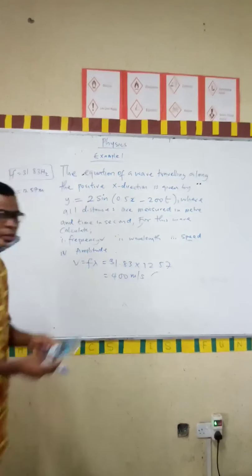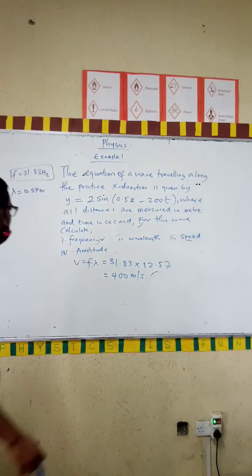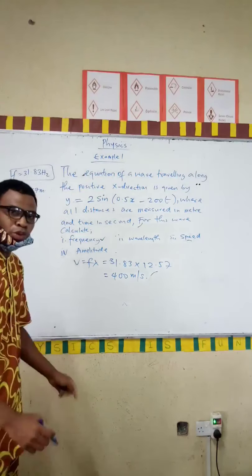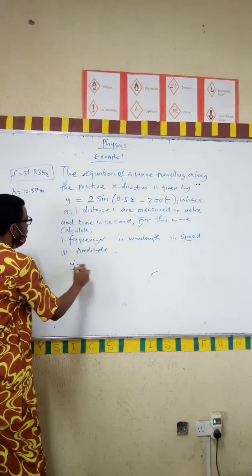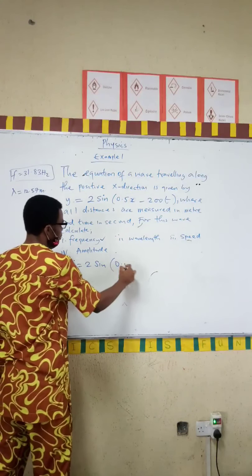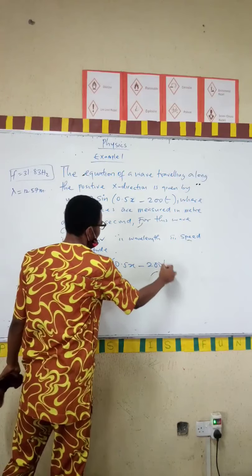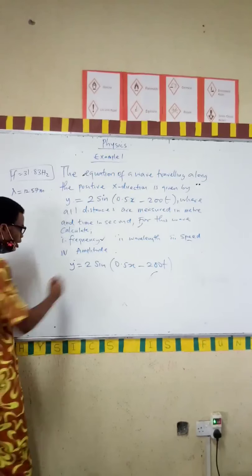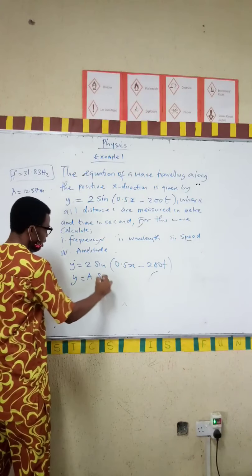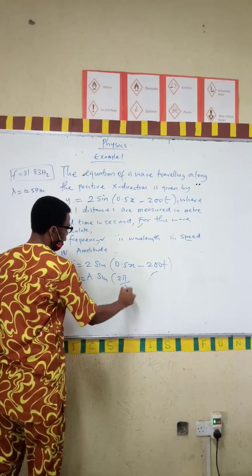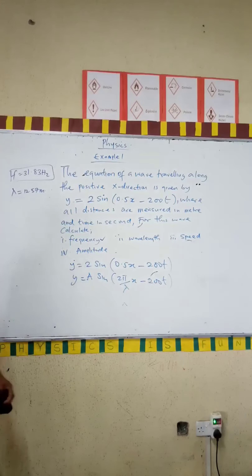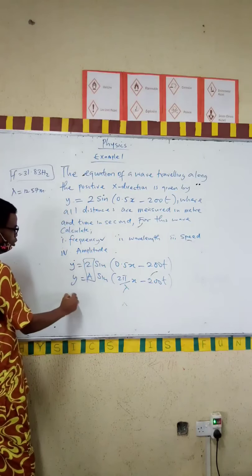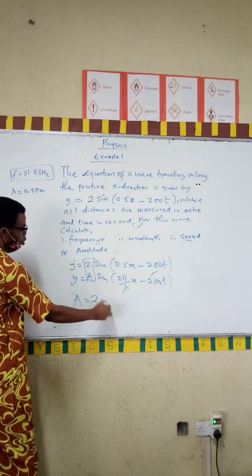Okay, the next one, which is the last one, is amplitude. That's so simple. To get the amplitude, the same thing, go back to the formula y equals 2 sine 0.5x minus 200t. Compare with the standard formula y equals a sine 2 pi over lambda x minus 200t. So a is the amplitude. You can see our amplitude a is just 2 meters.